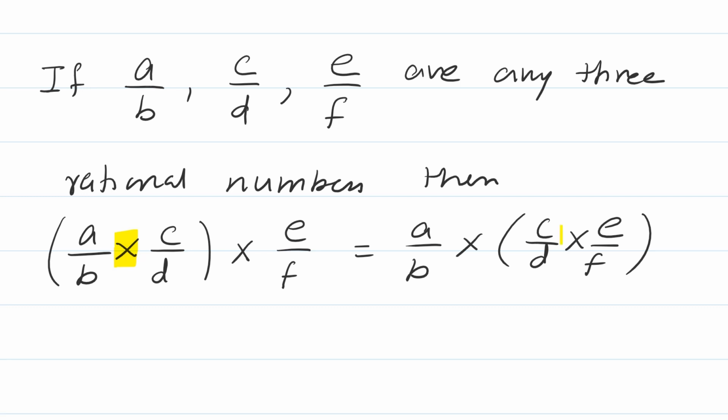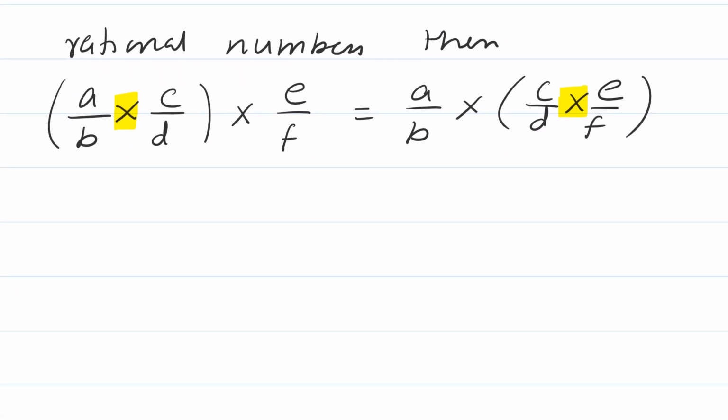And on the RHS, we perform the product of the second and third numbers first. Product is a binary operation between two numbers, so at a time we can find the product of two numbers. On the RHS we have selected the second and third terms first, and then we multiply the result by A by B. Now we'll verify this property. Consider three rational numbers 3 by 4, 7 by 2 and 5 by 11.